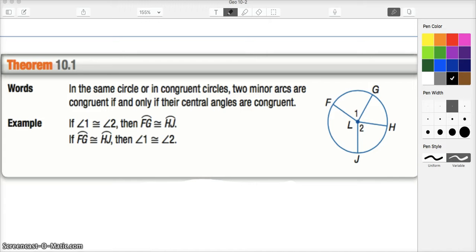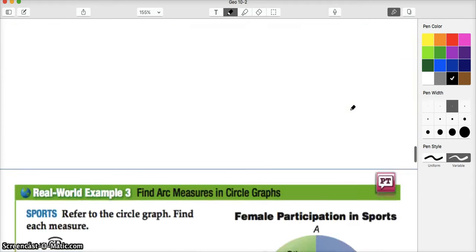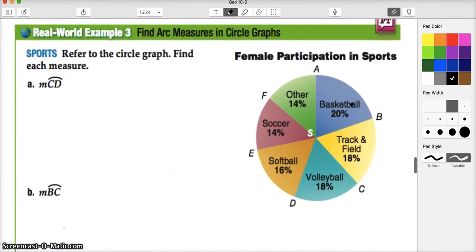So this theorem that gave us that definition we talked about earlier: in the same circle or in congruent circles, two minor arcs are congruent if and only if their central angles are congruent. So angles 1 and 2 have to be the same in order for FG and HJ to be congruent, to have the same length. All right, so let's take a look at example 3.